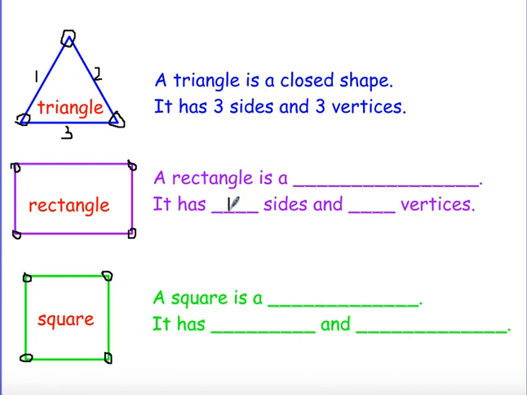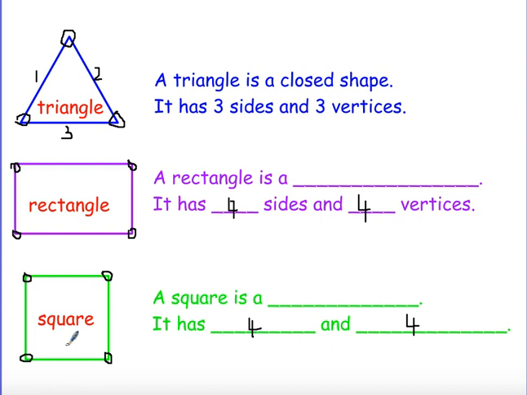So here is my question. A rectangle has 4 sides and 4 vertices. A square also has 4 sides and 4 vertices. What are the differences? I'm not going to write the word here. What are the differences between the rectangle and the square? Think about it.